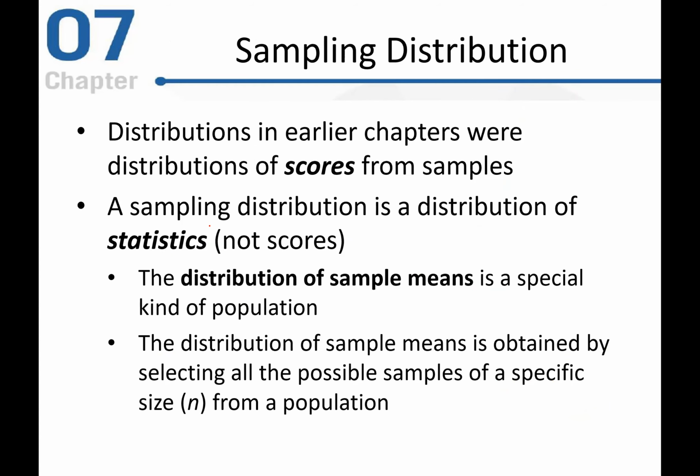So sampling distribution. Distributions in the earlier chapters were distributions of scores from samples. A sampling distribution is a distribution of statistics. They're not scores, they're statistics. The distribution of sample means is a special kind of population. It is obtained by selecting all the possible samples of a specific size from a population.